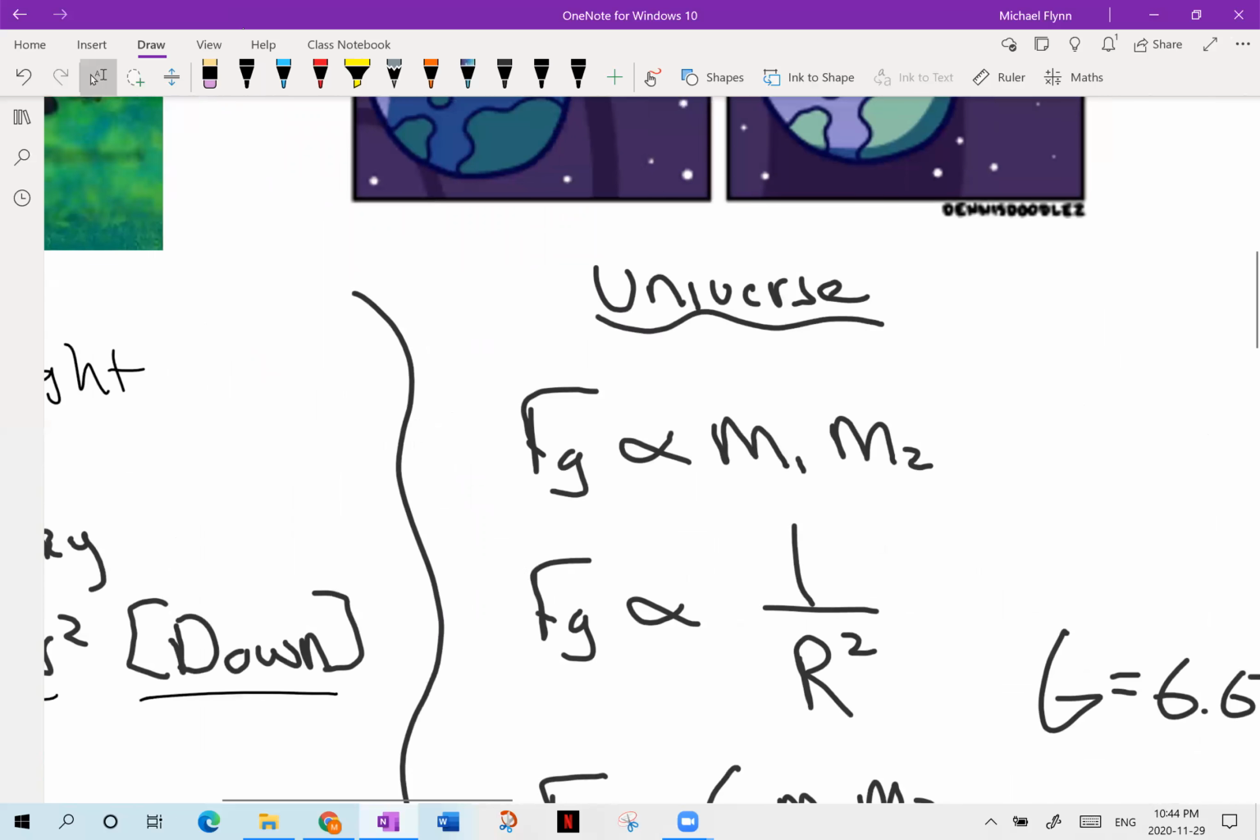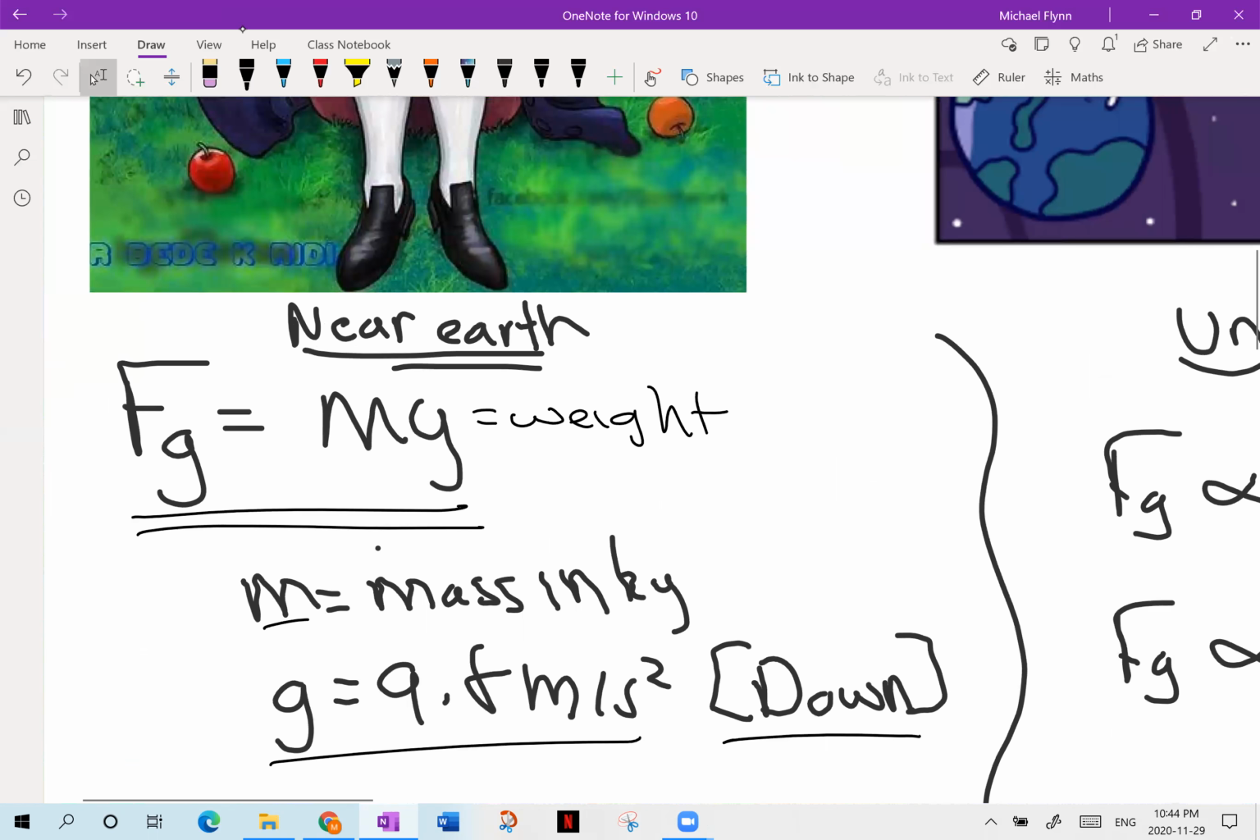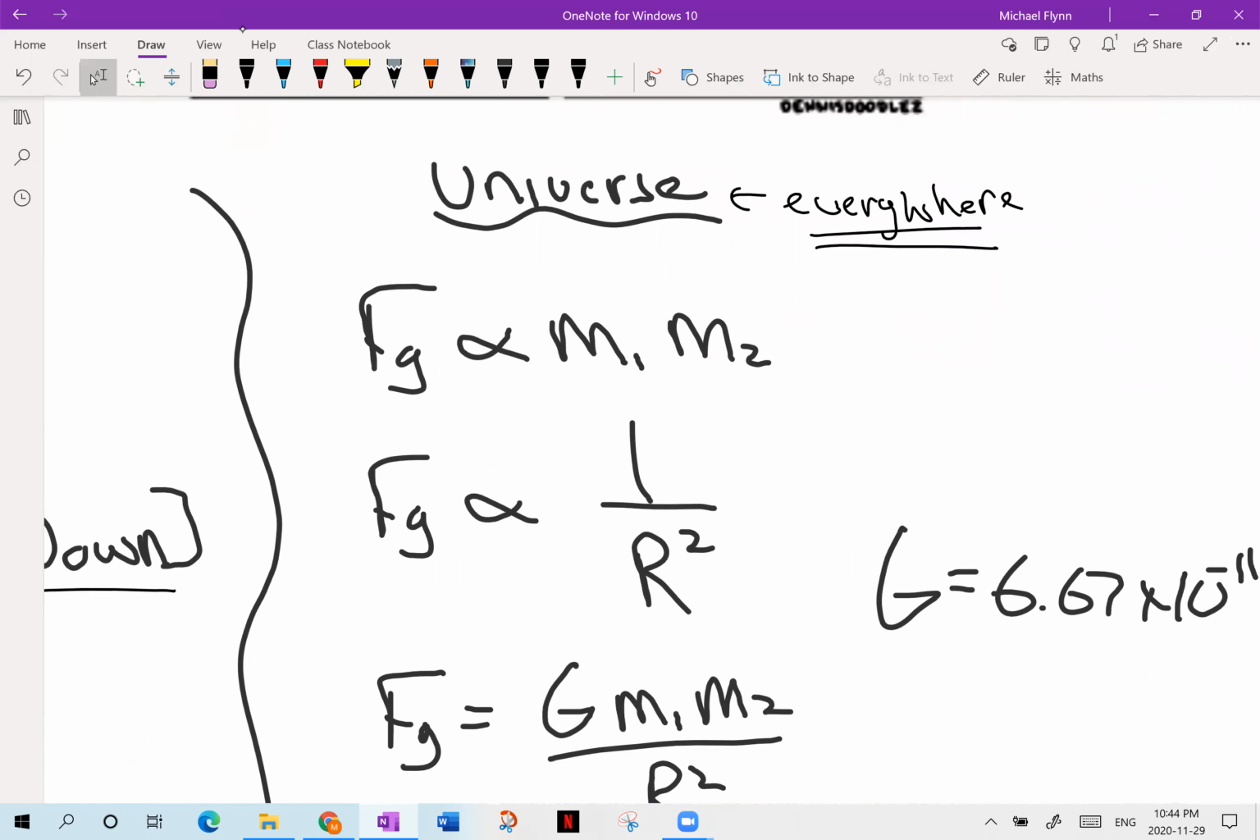So in the entire universe, this is everywhere, including Earth, including right where you're standing right now. We don't have one rule for where you're standing right now. This just happens to work, but this works too. Okay, this actually works everywhere.